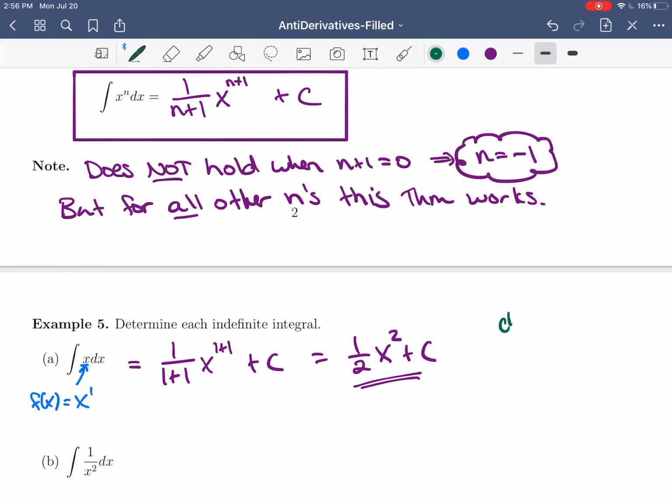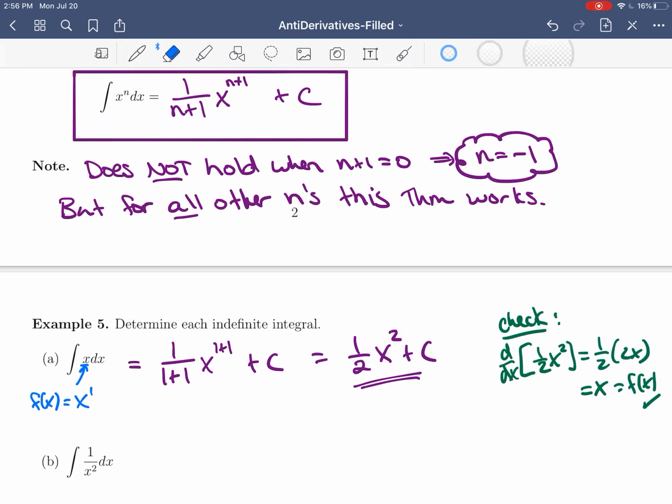Let's just check by taking the derivative. I'm not going to put the c in because we know that that goes to 0 anyway. So if I take the derivative of 1/2 x squared, I'm going to get 1/2 times 2x, which is just x. So that's my integrand. I'm happy. Maybe I'll just highlight. This thing here matches what's in my indefinite integral.